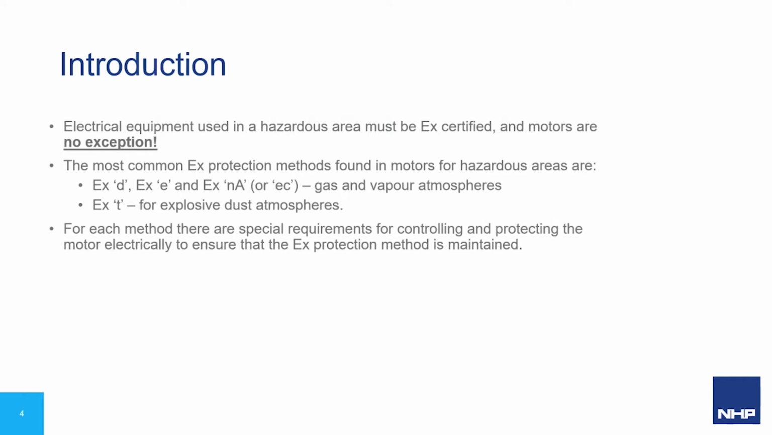Now, there are some general requirements for the control of EX motors that are presented within the AS/NZS 60079.14 standard. And for each protection method, there are also some special requirements for protecting the motor to ensure that the EX protection method being used by the motor is maintained and doesn't act as a source of ignition through sparking or heating of its surface temperature. So throughout the remaining part of the presentation, we'll discuss all these general and specific requirements for the various motor starting methods, such as soft starting, starting via variable speed drives, and mains connected starting.